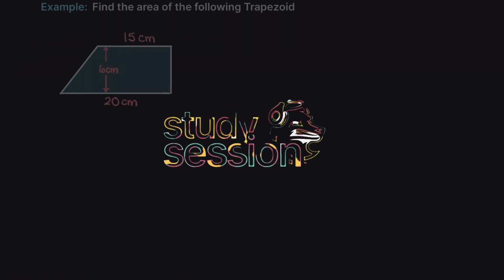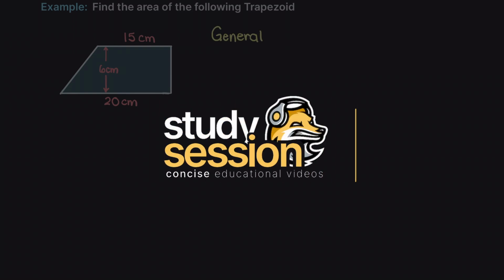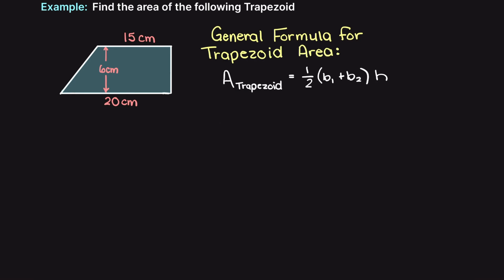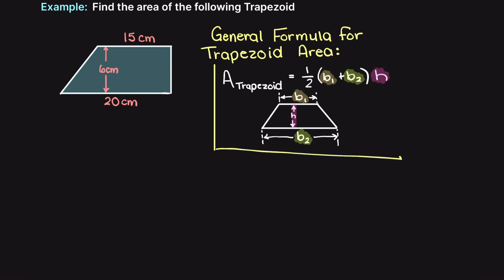Hey everyone. In this geometry example video, we are asked to solve for the area of the following trapezoid. To begin solving this problem, let's write down the general formula for finding a trapezoid's area. The area of a trapezoid is defined as 1/2 times (b1 plus b2) times h.